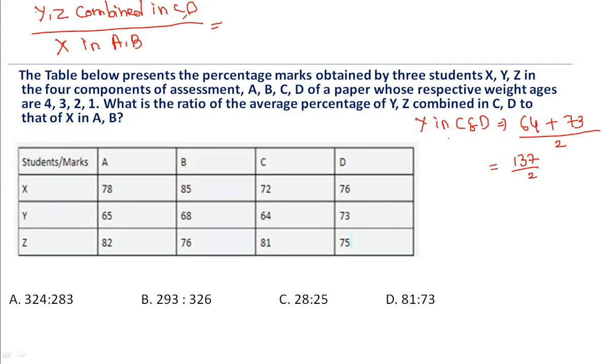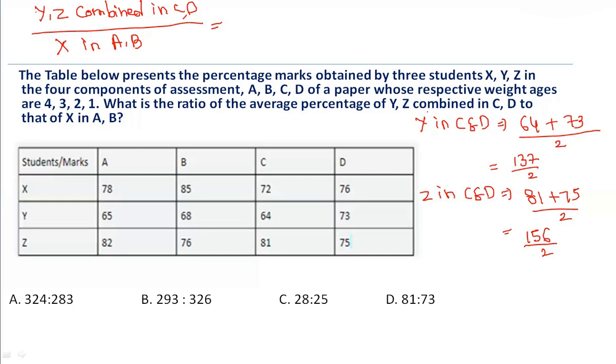Now let's find the average marks obtained by Z in C and D. Z in C is 81, and Z in D is 75. So 81 plus 75 divided by 2. How much is the total? The total value is 156, so 156 by 2. So the numerator's first part is done and the second part is done.